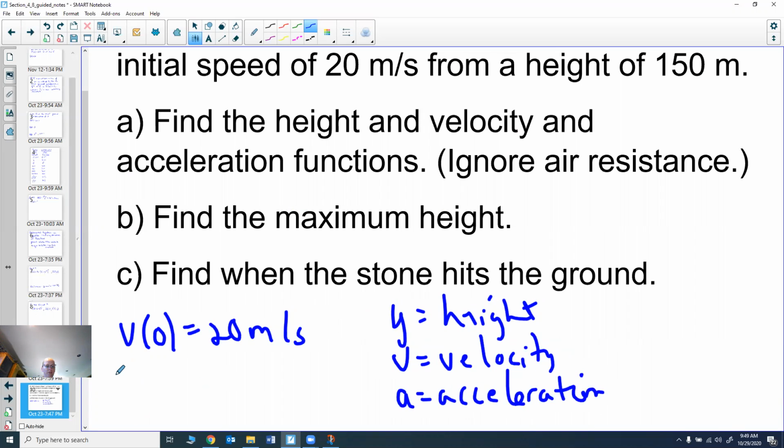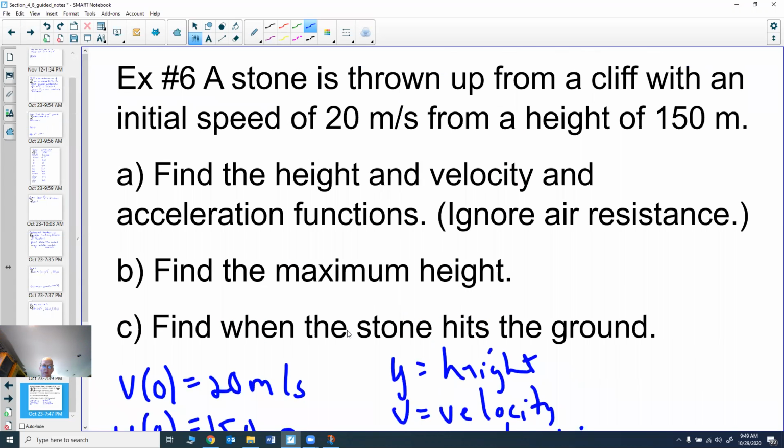And so we also know the initial height. So height y at time 0 is 150 meters. And that's pretty much all we know. But there is actually one more thing that we know.